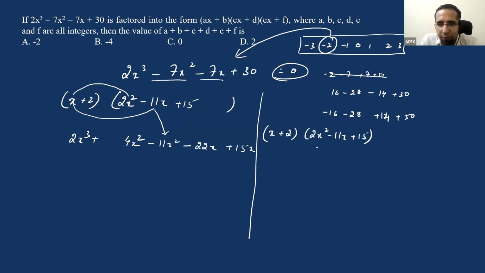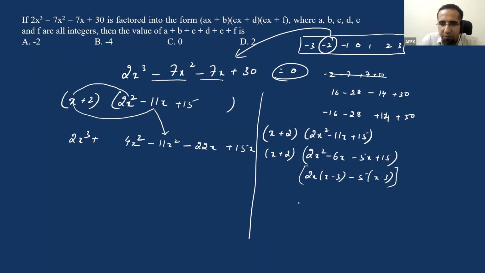Clear? So if I further go ahead with this, what do we get here? So 2 15s is 30. So I can write this as 2x square minus 6x minus 5x plus 15 into x plus 2. Now this is 2x common, I get x minus 3, minus 5 common, again we get x minus 3. So if you simplify this, you get x plus 2 into 2x minus 5 into x minus 3. This is what we are looking at as a factorized form of this.